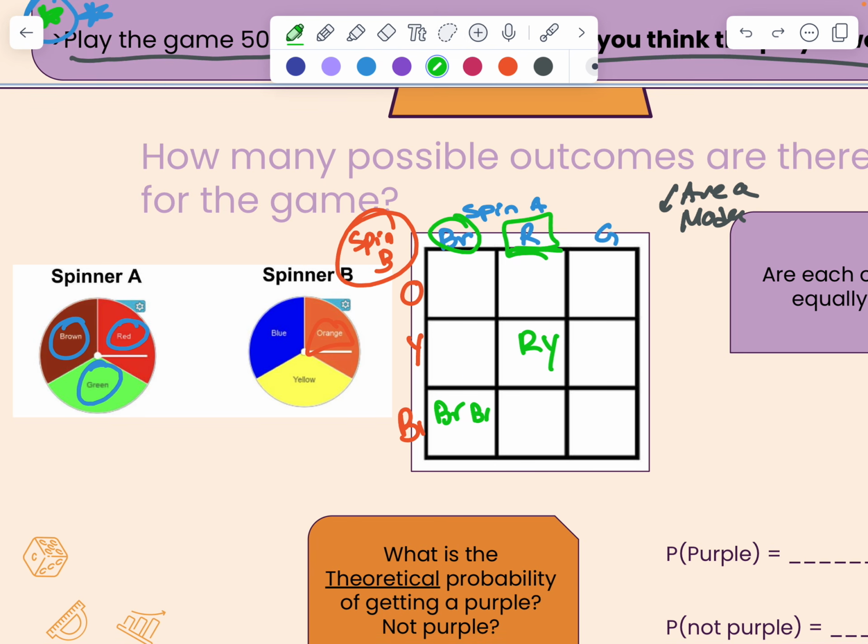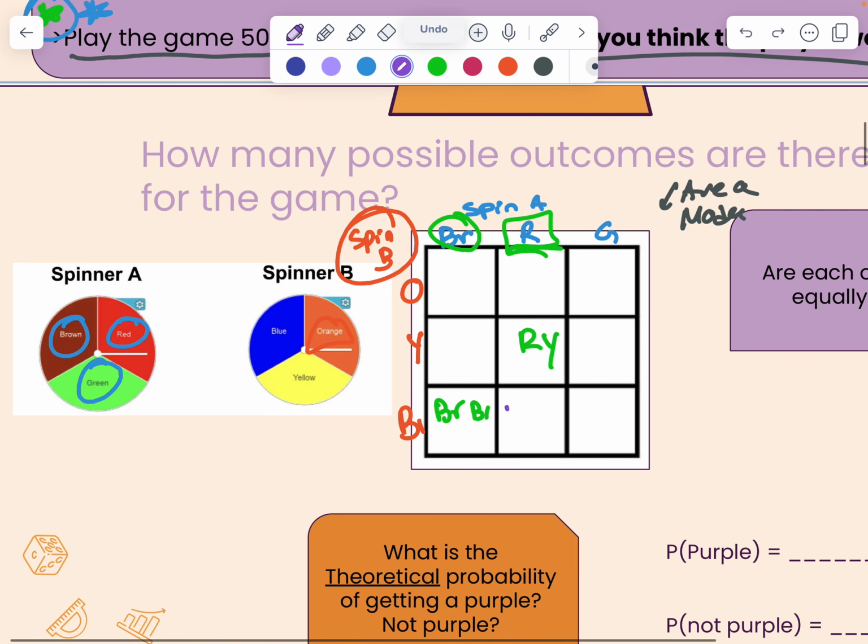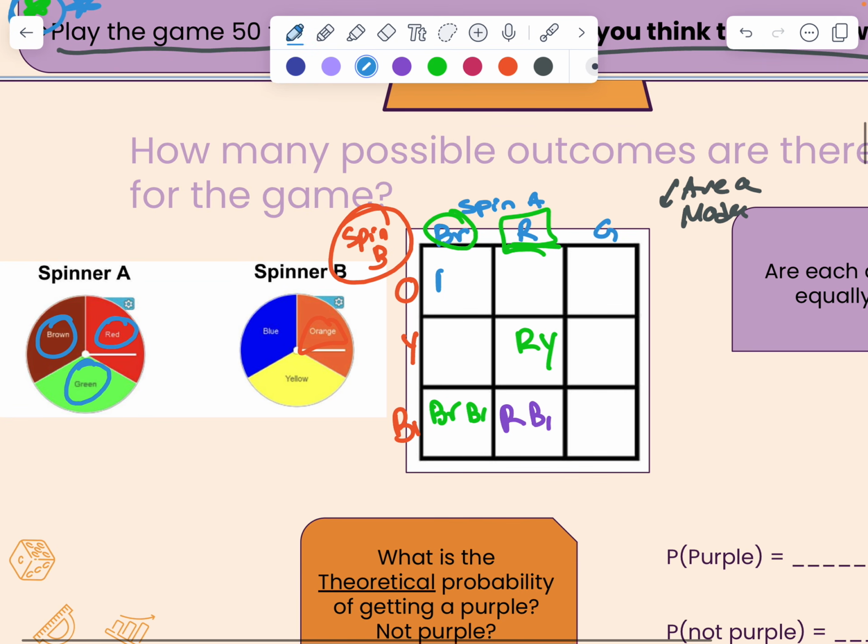So see if you can figure out which one is the purple square. That would be this one. That would mean that I got red on spin A and blue on spin B. Are there any other purples? Not that I can see, because if we continue to fill this out, starting at the top, this one would be brown and orange. This one would be red and orange. This one would be green and orange.